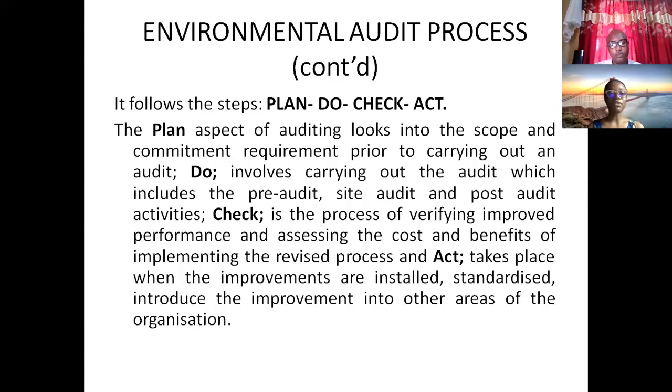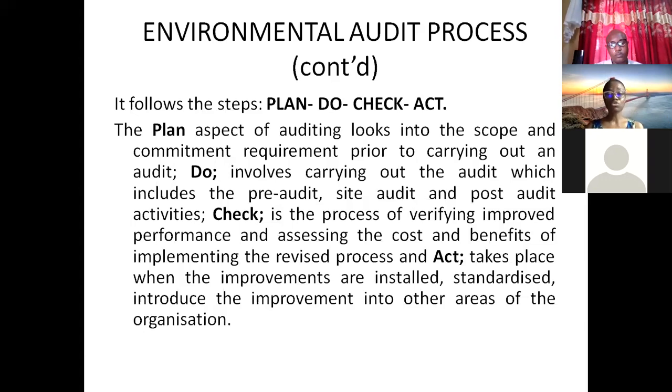The next part involves the do. This is the carrying out of the audit itself. This is the actual auditing process. It involves the pre-audits, the site audits, and the post-audit activities. The check is the next phase. Here, you verify improved processes, and you assess the cost and the benefit of implementing the revised process. The next phase involves the act, which takes place when improvements are being installed, standardized, and introduced into other areas of the organization.